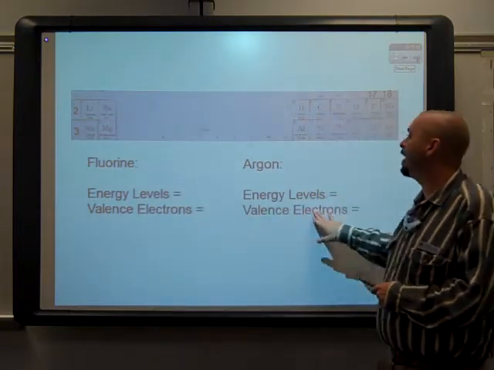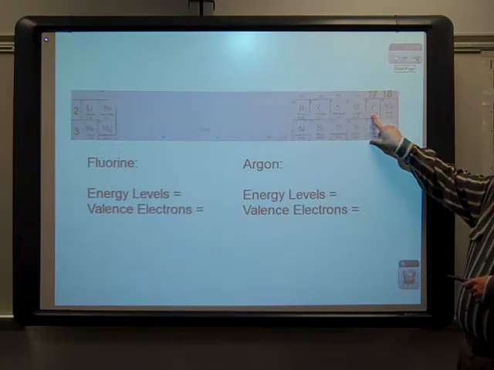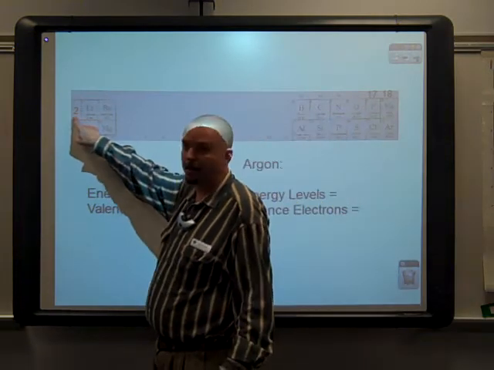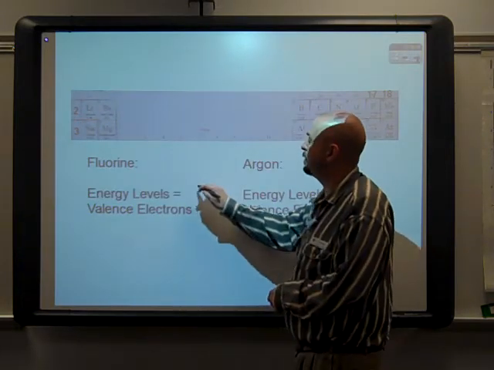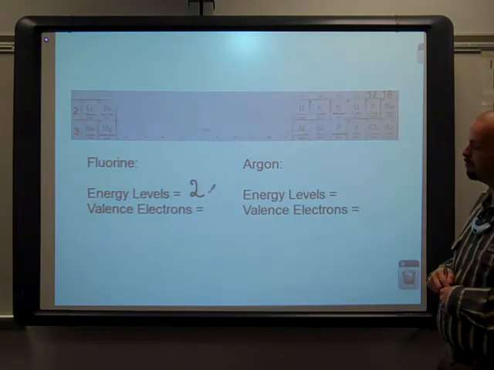We'll look at fluorine and argon. Here's fluorine. First, we want the energy levels. For the energy levels, we have to come all the way over to the left side of the table. Look at that period number. Fluorine is in period 2. It has 2 energy levels.